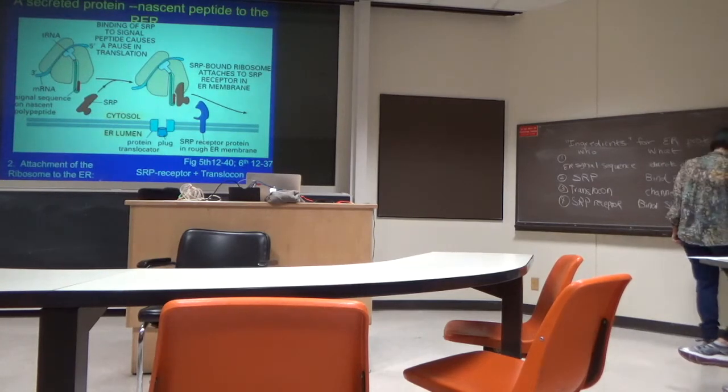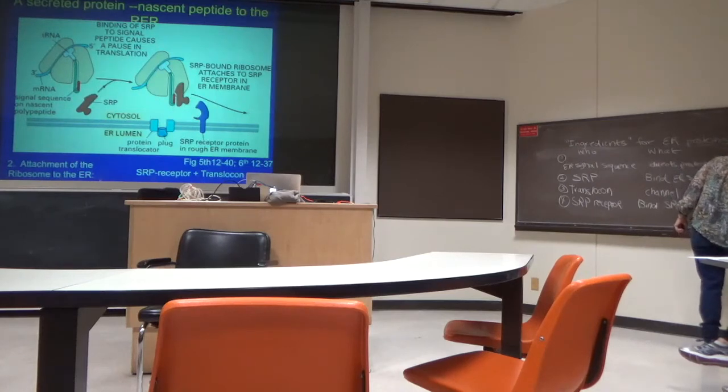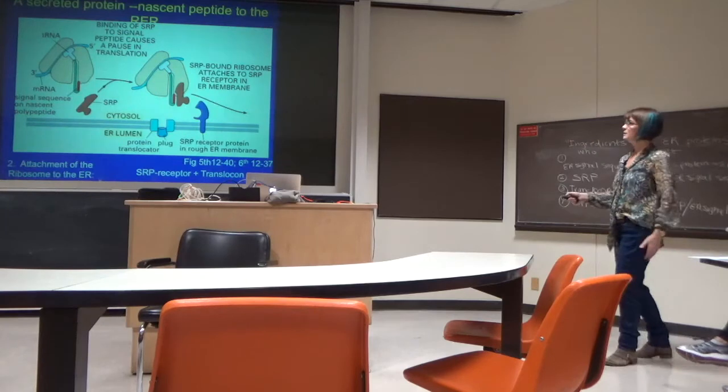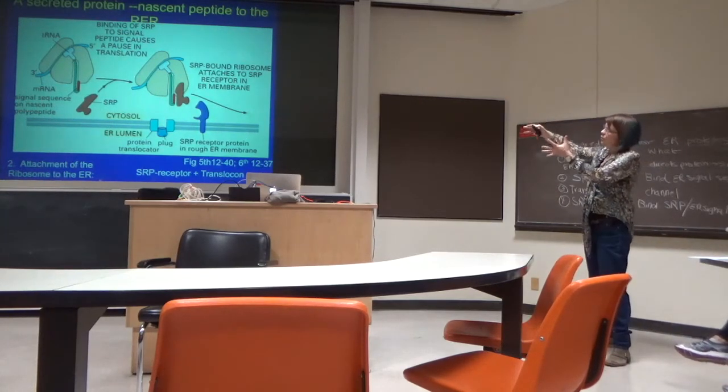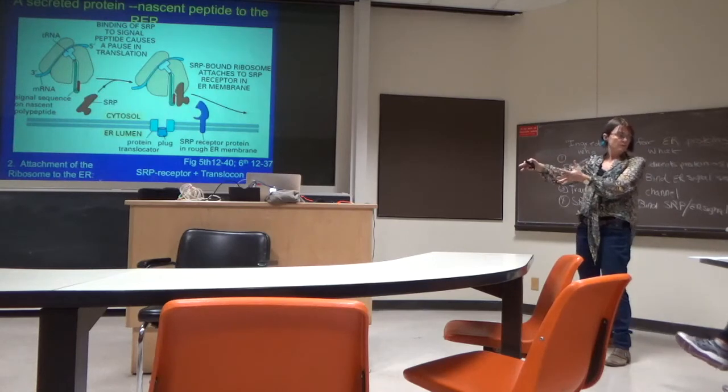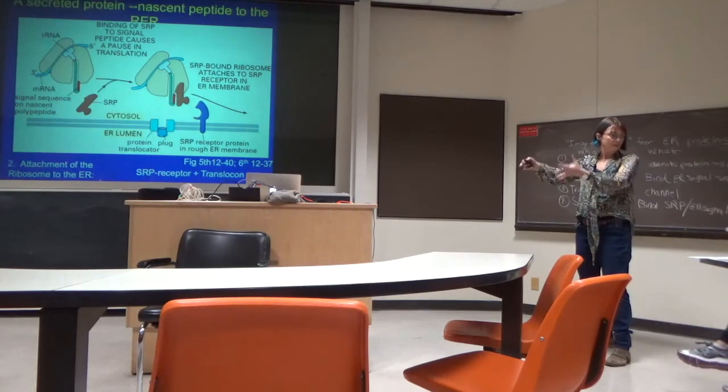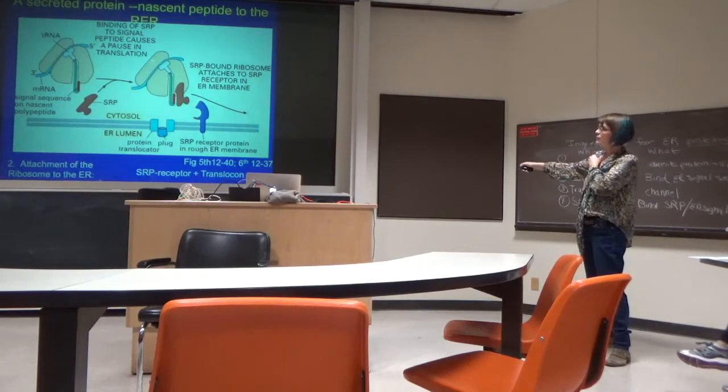Or where it is, that's what it's going to do. It's on the ER membrane. The SRP receptor is an integral membrane protein on the ER membrane. So we've now managed to bring this whole complex to the rough endoplasmic reticulum, tethering it there. This ribosome is docked onto the ER membrane.